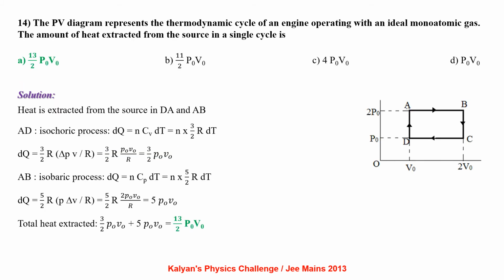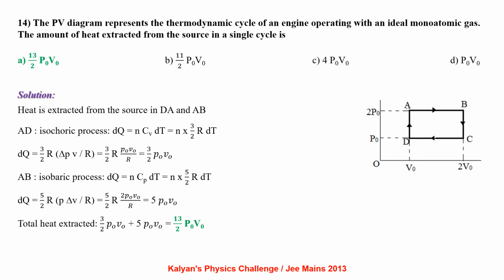The PV diagram represents the thermodynamic cycle of an engine operating with an ideal monoatomic gas. The amount of heat extracted from the source in a single cycle is? Heat is extracted from the source in DA and AB. AD is an isochoric process, so dQ equal to nCv dT, that is n into 3 by 2 R into dT. dQ equal to 3 by 2 R times delta PV by R, that is 3 by 2 R times P naught V naught by R, which comes out to be 3 by 2 P naught V naught.